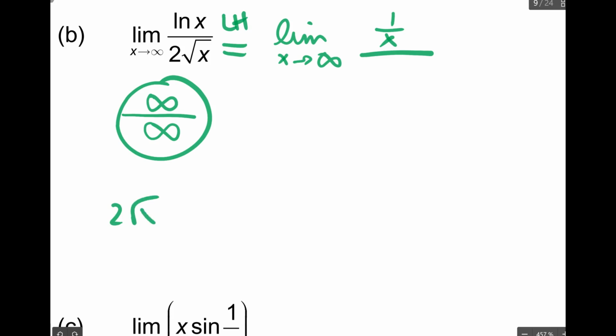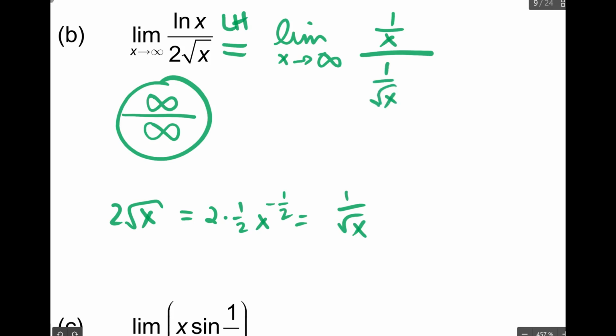All right, so 2 square root x. That's 2 times x to the 1/2. So let's see, that's 2 times 1/2 times x to the negative 1/2. Because the 2 is a constant, so it goes out in front, and the square root is just x to the 1/2. When I take the derivative of x to the 1/2, it's 1/2 times x to the negative 1/2. So this is just 1 over root x.